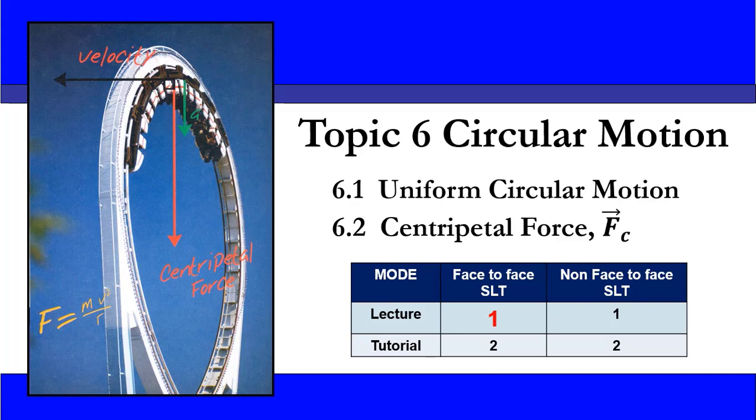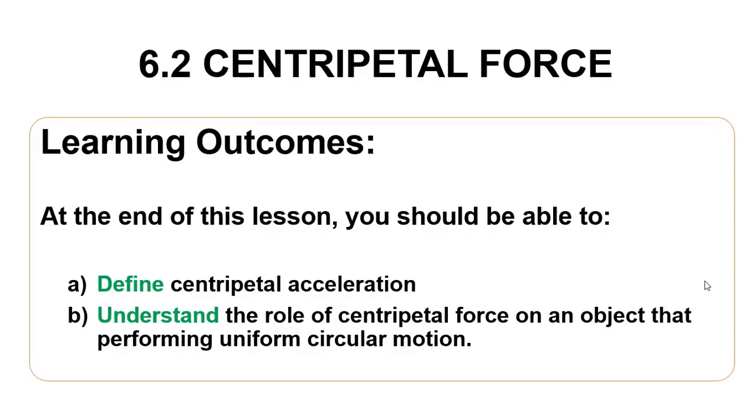In the previous lesson, subtopic 6.1, you already learned about uniform circular motion. That is a motion in a circle with constant speed, but its direction of velocity is continually changing with time. You were also taught the related terms that we use in this topic. In subtopic 6.2, we will learn about centripetal force.